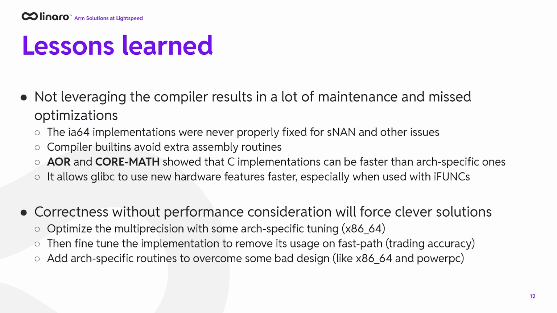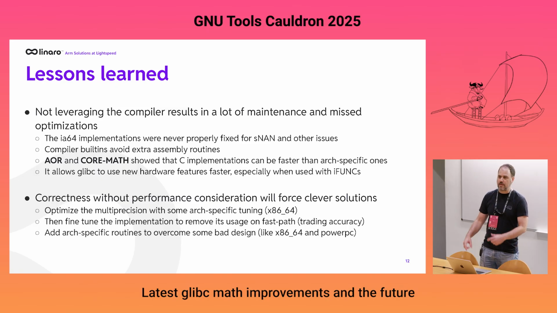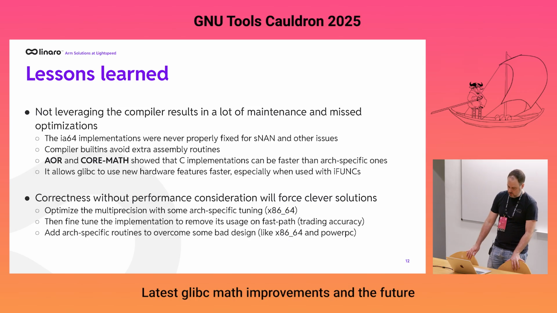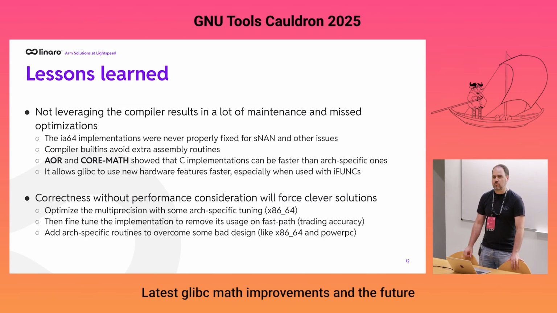Another thing is that the compiler will help you optimize, so you do not need to keep maintaining assembly code. We have two examples here where the C implementations can be faster than what you initially think is the better option for optimization. Another benefit of leveraging the compiler is that it allows you to use new hardware features faster than having to create an assembly optimization for each new hardware generation.